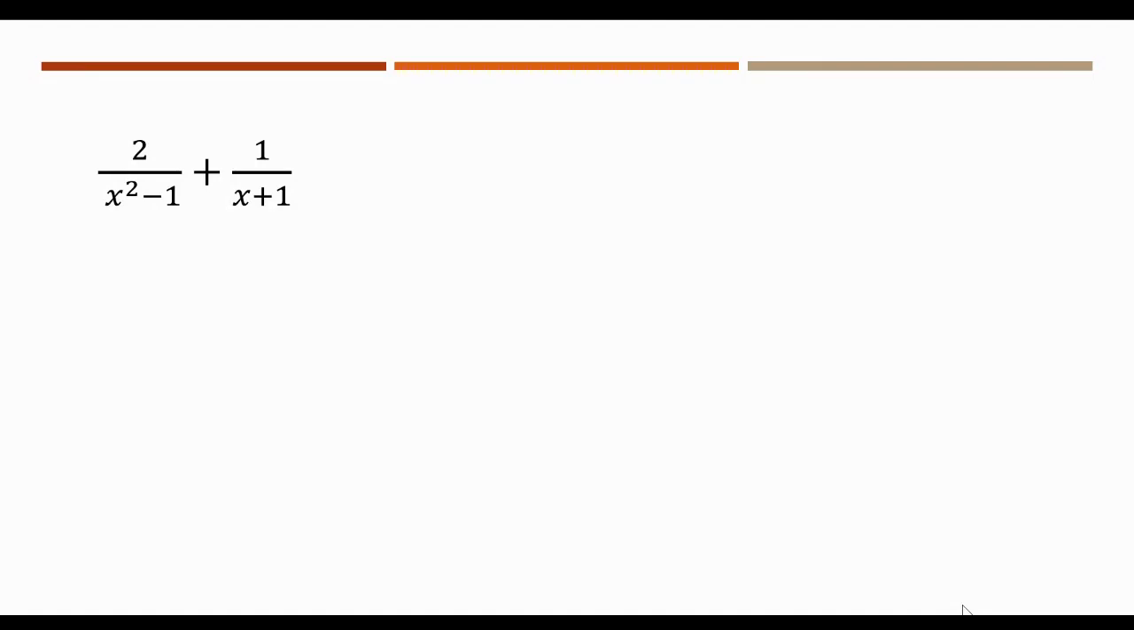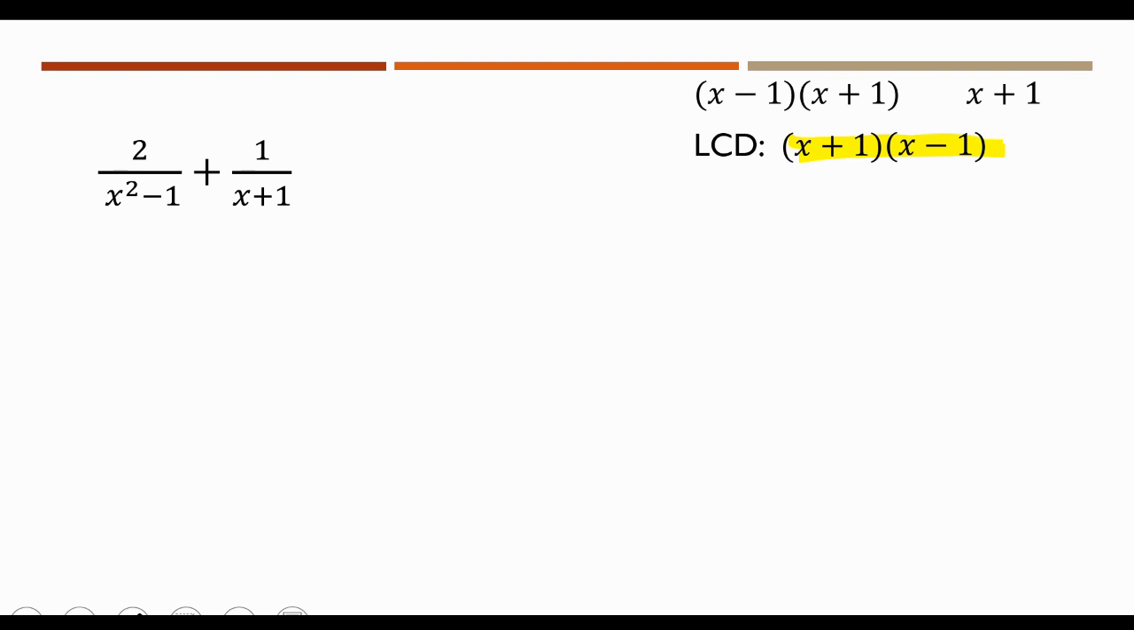We've got this fraction. By finding the least common denominator, we factor both denominators. We write down what they have in common, and then we multiply by the leftovers. So we know that we need all of our denominators to be this x plus 1, x minus 1. That's what we want both denominators to become.